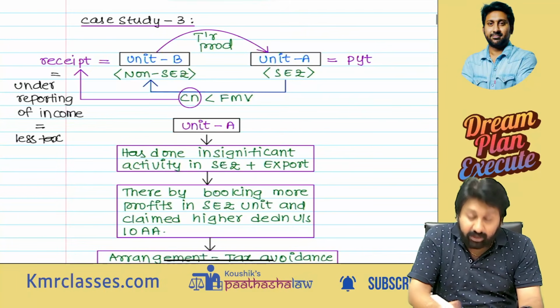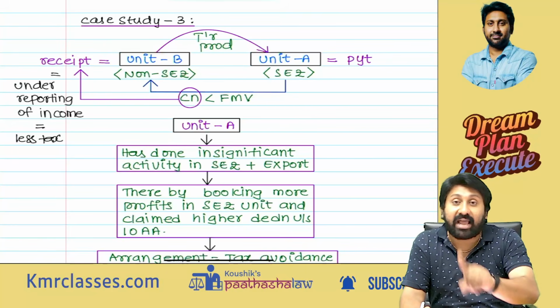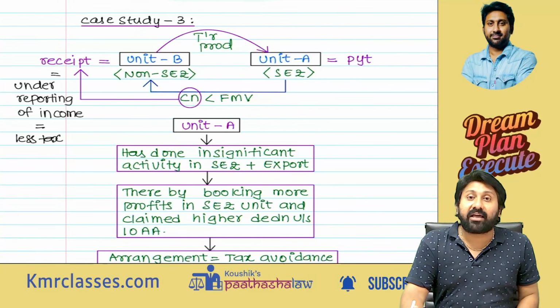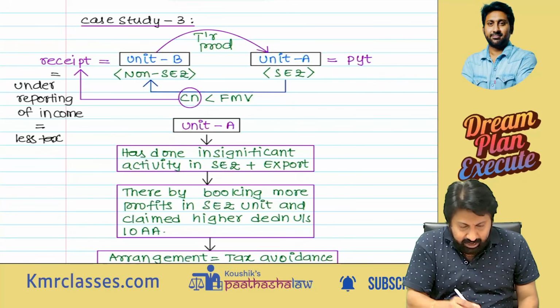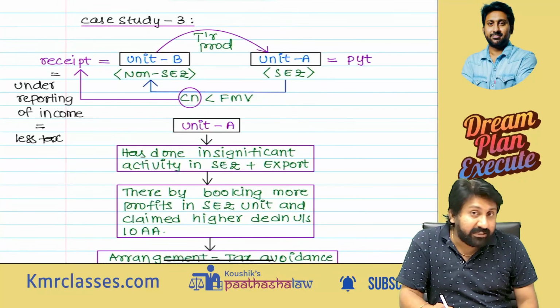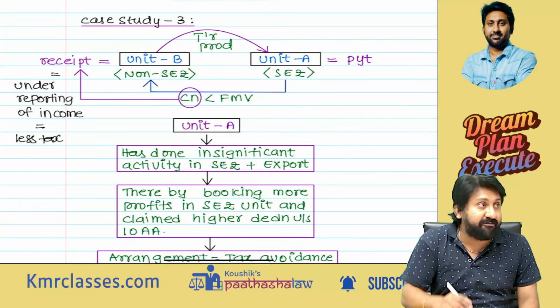So therefore, it looks like tax planning, but actually it is tax avoidance. Here, there is no misrepresentation of fact. Really, production happened in B. Really, payment is made by A. But how much payment? The consideration is less than fair market value.